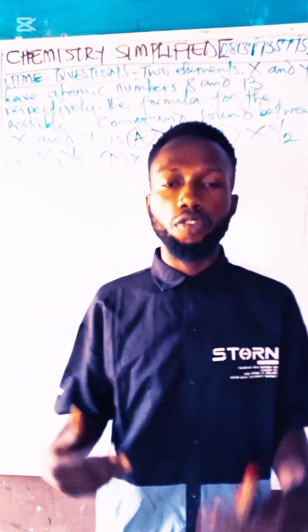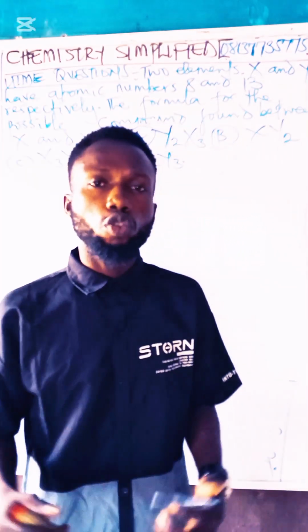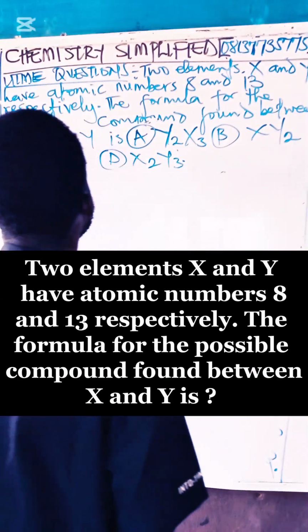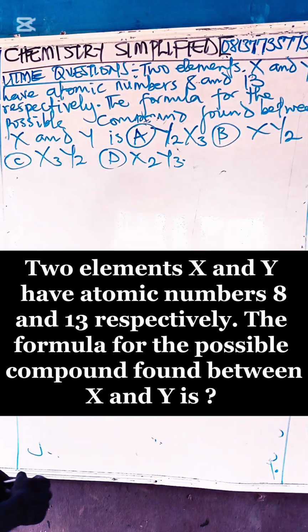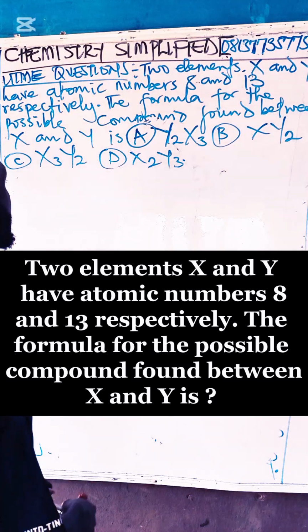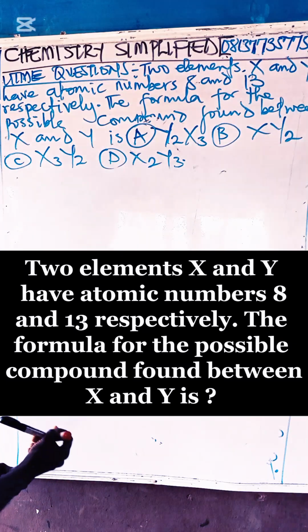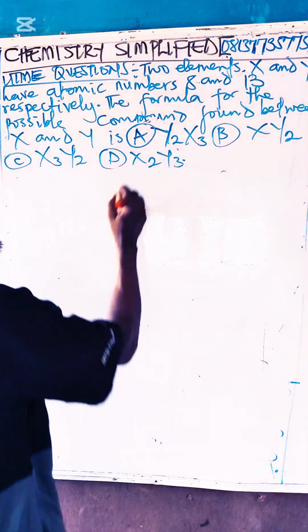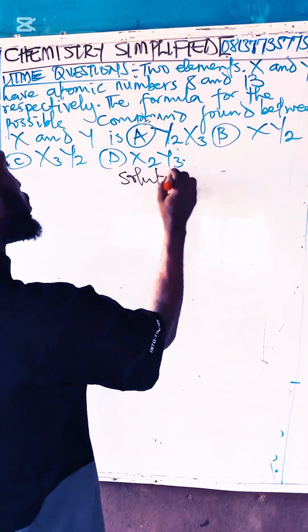Alright, today we are going to be solving a UTME likely question. So without wasting much of our time, let's dive right into the question. The question states that two elements X and Y have atomic numbers 8 and 13 respectively. The formula for the possible compound formed between X and Y is that. Alright, let's solve the question.